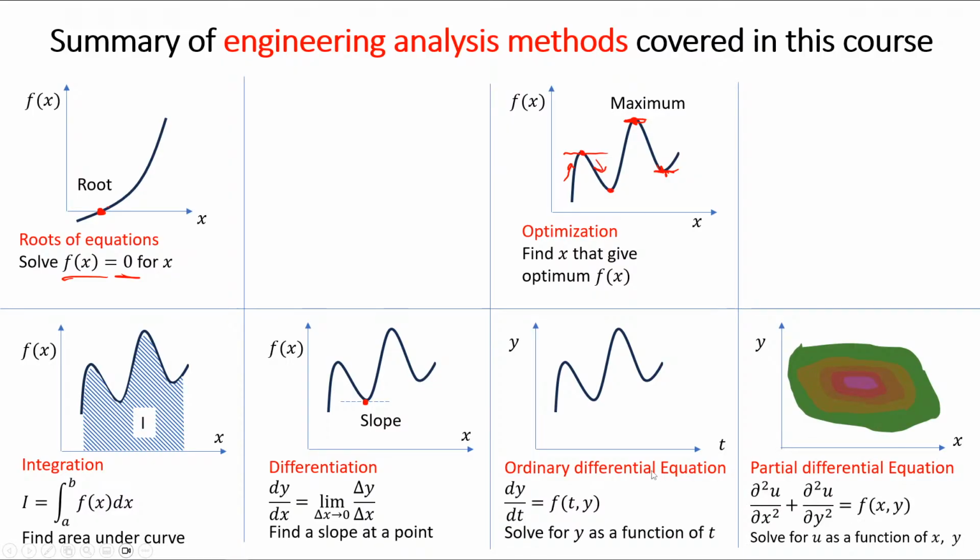Another engineering analysis method is the partial differential equation, which is similar to the ordinary differential equation, except that you have more than one independent variable. Here your independent variable is t. Here, for example, you have two of them, x and y. The dependent variable could be temperature, for example. Let's say this is a heat plate, and you apply some temperature here, another temperature here, a third temperature here, and you want to see the temperature gradient, what the temperature would be here, here, and so on and so forth.